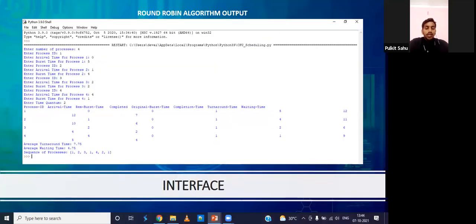Now here is an example of our interface, which is the round robin algorithm, which asks for the number of processes, where we enter the arrival time of each process and the burst time of each process, according to the number of processes we give. Then we enter the time quantum, and after that we get the original burst time, the completion time, the turnaround time, and the waiting time.